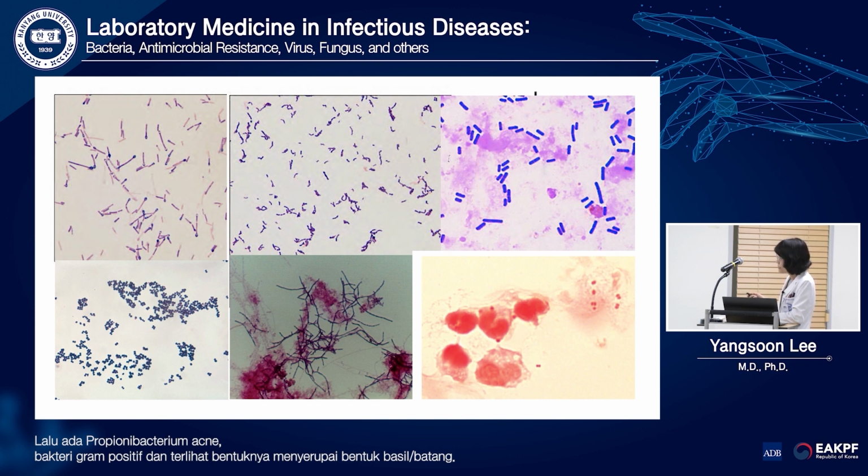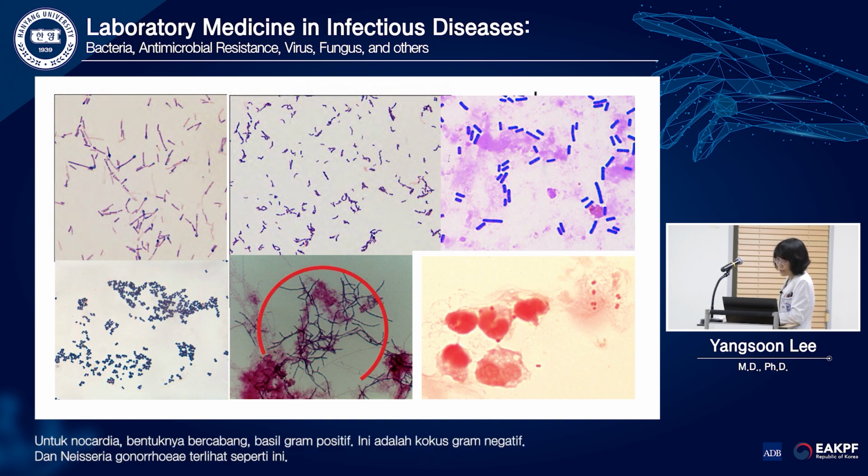looks like a box. If it is closed, gram-positive cocci is S. aureus. In the case of Nocardia, it is branch form, gram-positive bacilli. This is gram-negative cocci. In the neutrophil, a case of Neisseria gonorrhoeae looks like this.